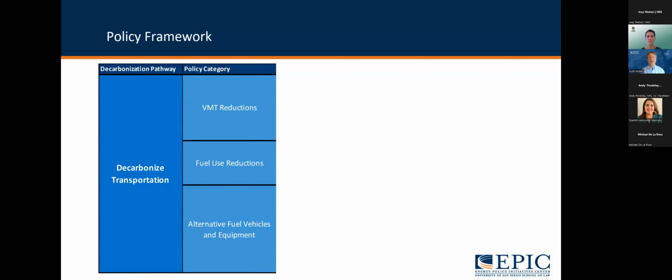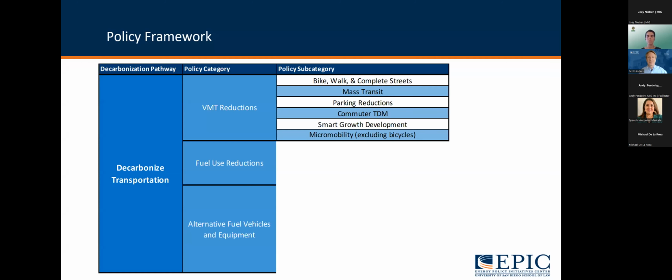We broke down the 4 main decarbonization pathways into policy categories, which represent the main ways to reduce greenhouse gas emissions. For example, within the transportation pathway, there are 3 main methods to reduce emissions. You can reduce vehicle miles traveled, you can use less fuel, and you can use cleaner fuel, including electric vehicles. Policy categories were further broken down into subcategories. These are based on our review of climate action plans and provide more specificity. For example, there are several ways to reduce VMT, including increasing the miles of bike lanes in the jurisdiction, increasing density to encourage mass transit, or reducing parking requirements for developers.